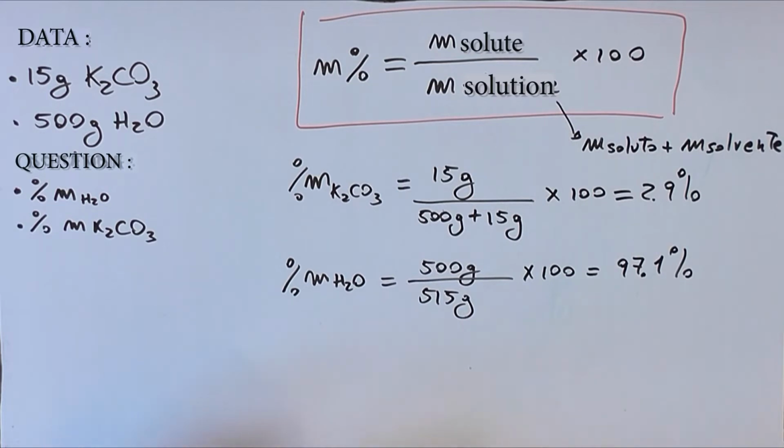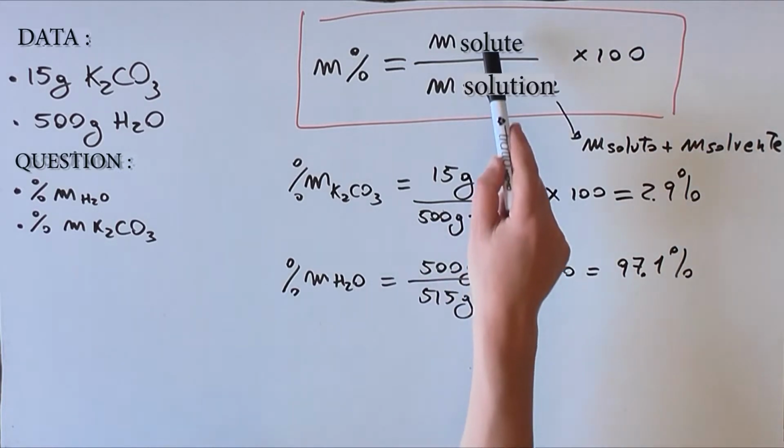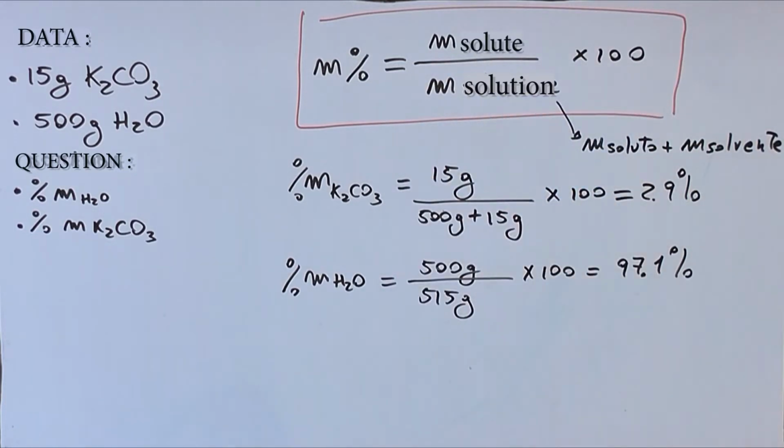Of course, since the water is more, the mass percentage of water is greater than the mass percentage of potassium carbonate. Great. That was the first problem, and as you can see, it was very simple. You only need to put numbers into the equation on the top. Of course, you need to put these numbers properly. Let's move to the second problem.